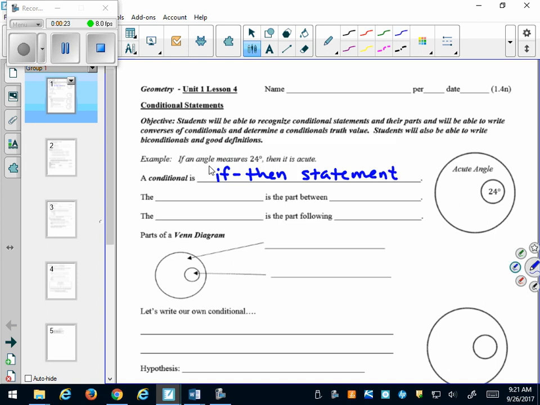We're going to be talking about conditional statements, which really is just an if-then statement. When you write a statement with if, like if an angle measures 24 degrees, here's an example, then it is acute. Since it has the if and the then, it's called a conditional statement.